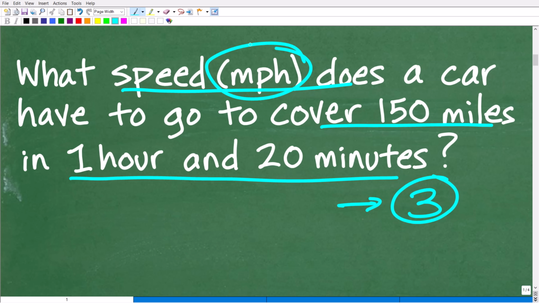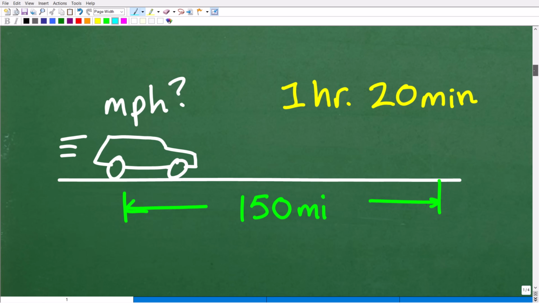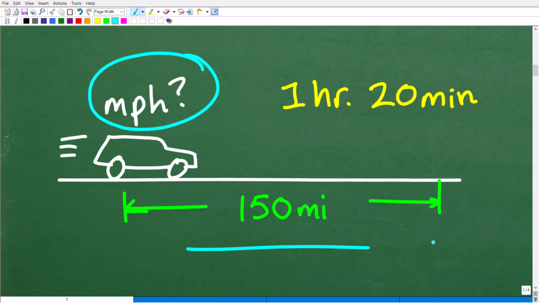Now, the best thing you can do when you're faced with a math word problem is to model the problem. Try to visualize the problem. In this case, I think it's pretty easy to visualize because we can just come up with a lovely sketch of a vehicle. And this is my sketch here. So here we have this car. We're trying to determine how fast, in miles per hour, this car has to go to cover 150 miles in this time, 1 hour and 20 minutes.